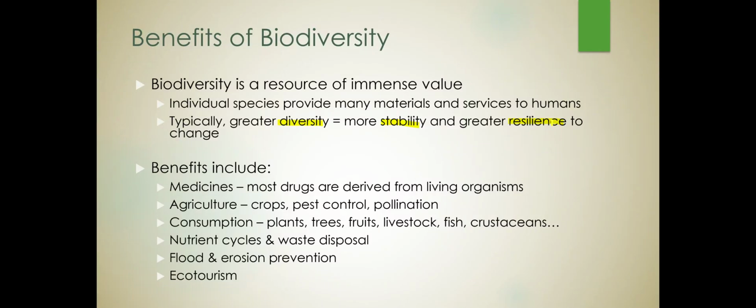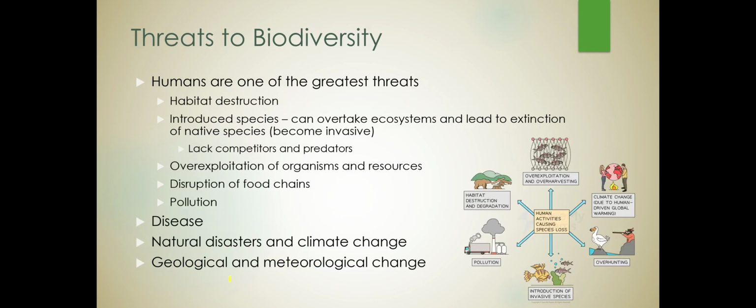Some of the things that we derive a benefit from living things are we make medicines, we grow crops, we obviously consume food. They're important in nutrient cycles and waste disposal. Things like plants help with flood and erosion prevention. We use biodiversity purely just for tourism and travel and just enjoyment. So we really rely heavily on biodiversity for a lot of things in our lives.